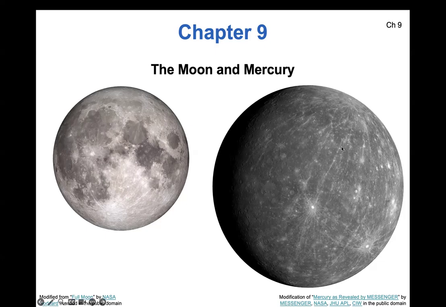Mercury over here has these lines known for its cliffs, but other than that, the impact craters are really quite similar, right? So they really share that same cratering surface.